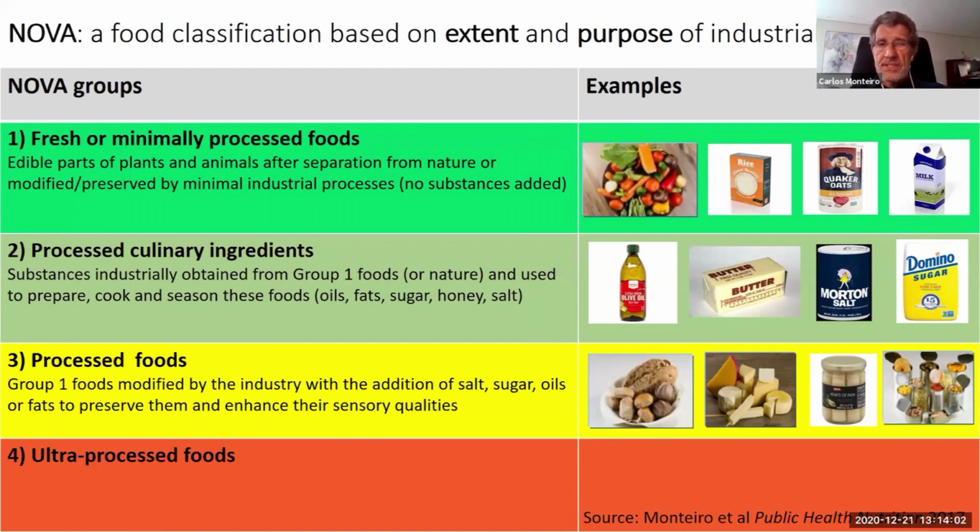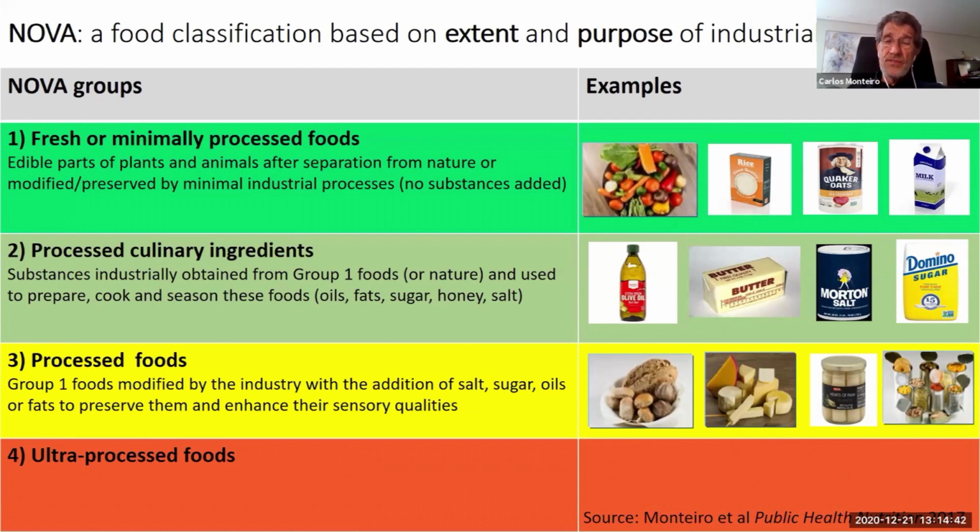The second food group in NOVA is processed culinary ingredients. Here we have substances that are extracted from group 1 foods or from nature, like butter, oil, sugar, or salt. But what's very important here is the purpose. The food industry makes these products essentially to prepare, cook, and season group 1 foods. So you don't consume processed culinary ingredients on their own, and this makes them very important. Actually, without them, it's very difficult to consume group 1 foods.